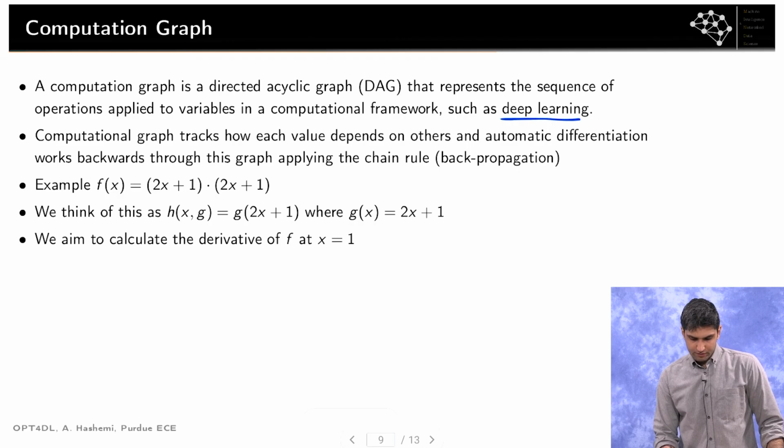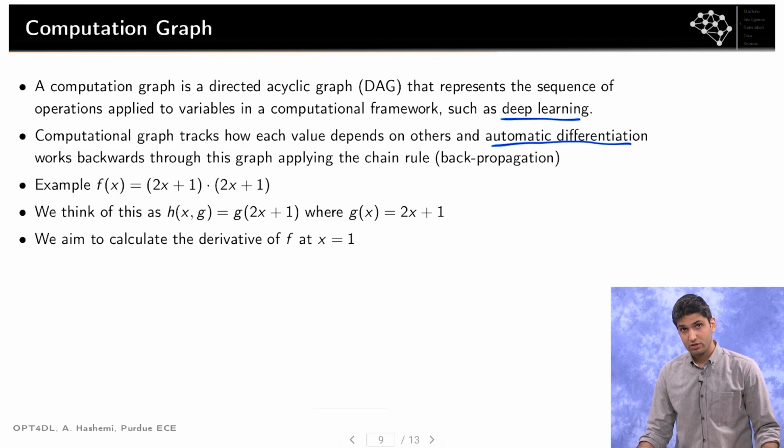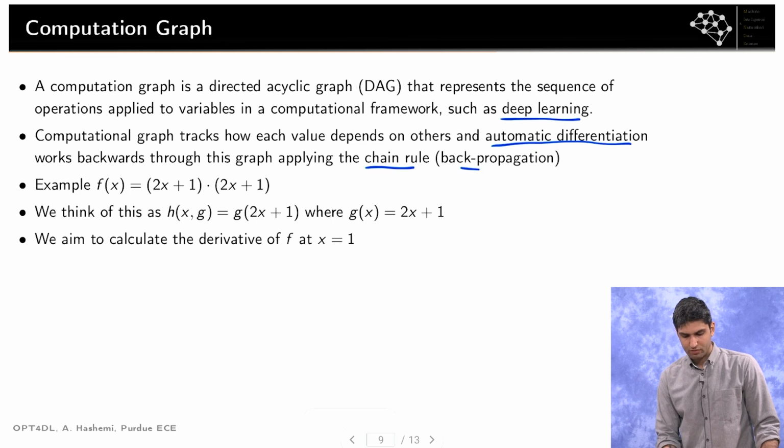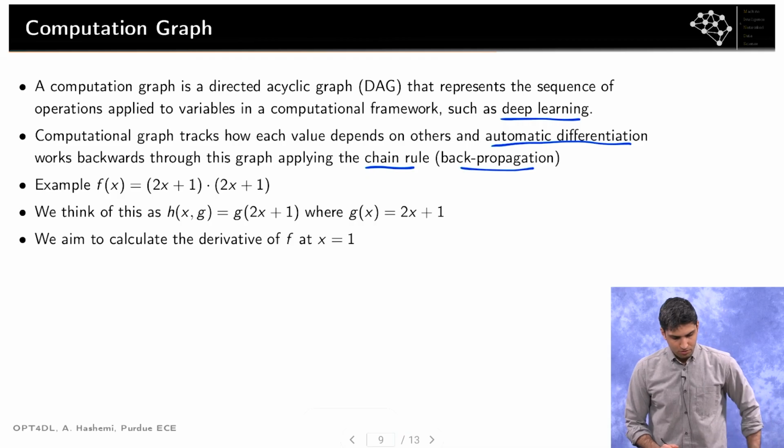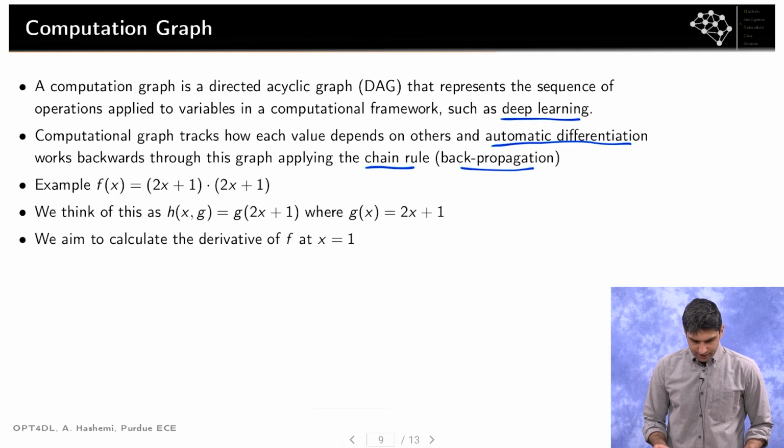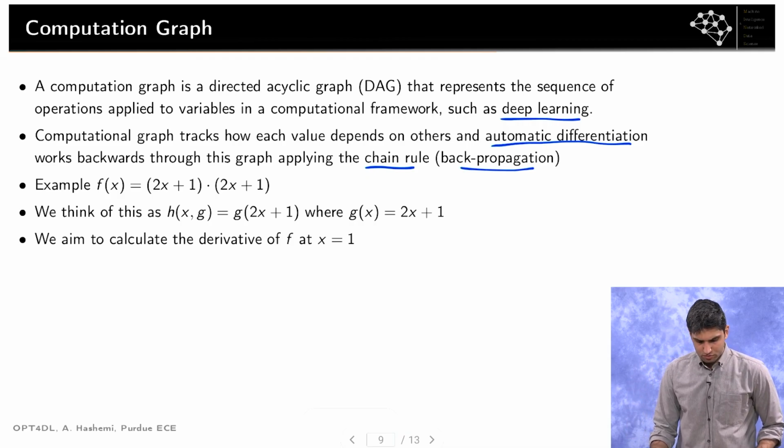And in the context of deep learning, and notably automatic differentiation, what we'll do is traverse this graph, okay? In the forward direction to calculate these quantities, and in the backward direction to apply the chain rule and therefore apply the backpropagation method, okay? So to see this idea, I'm going to go over a very simple example.